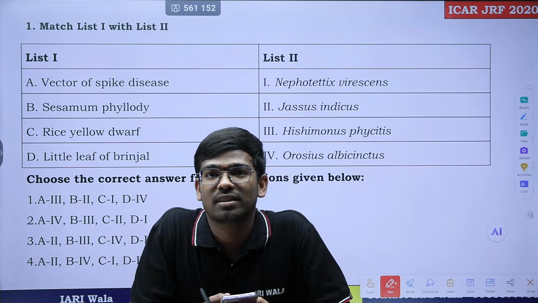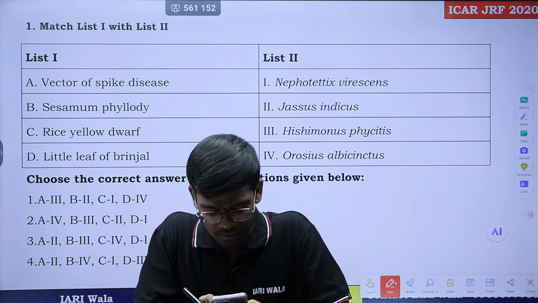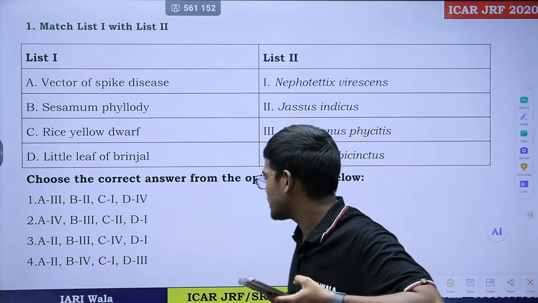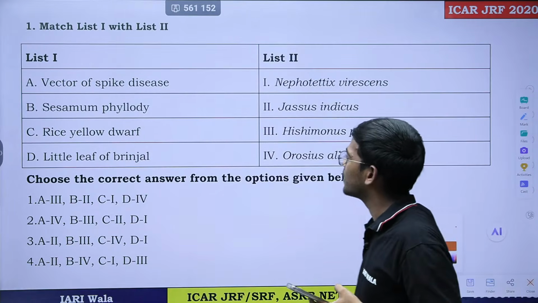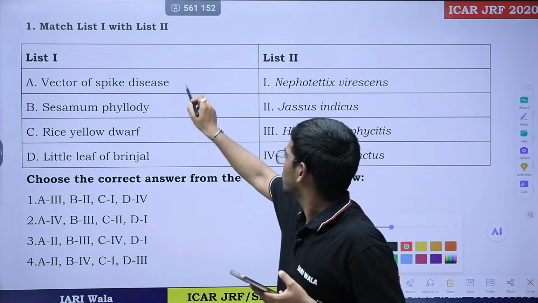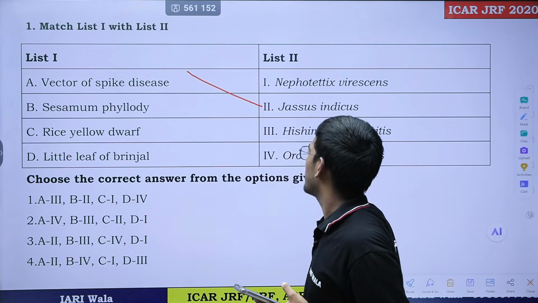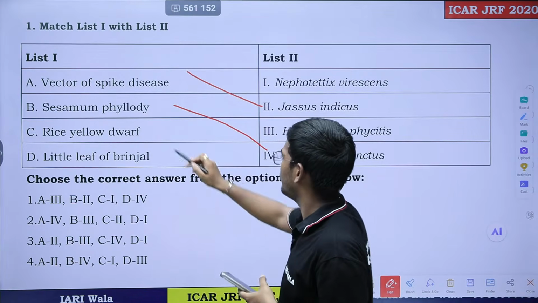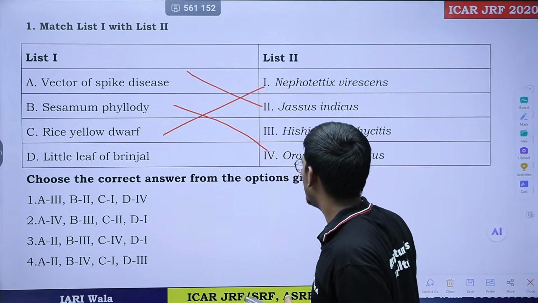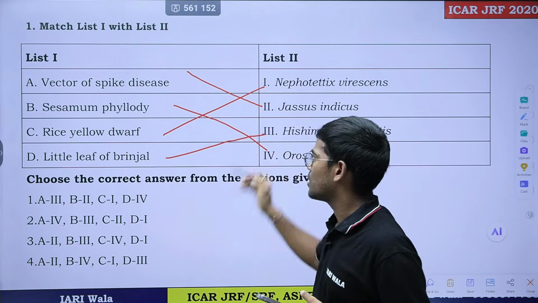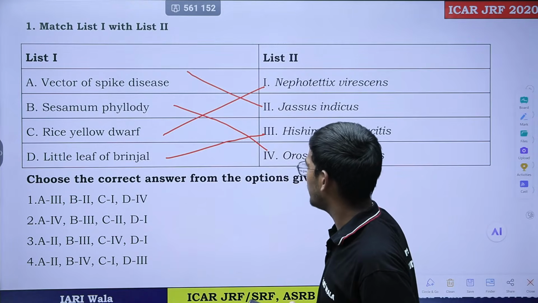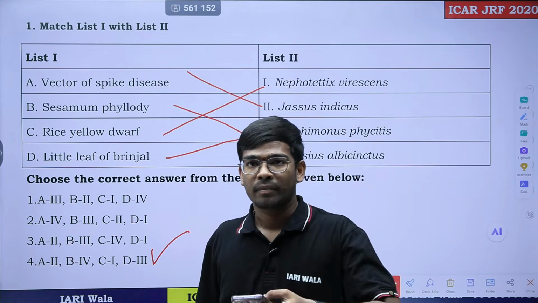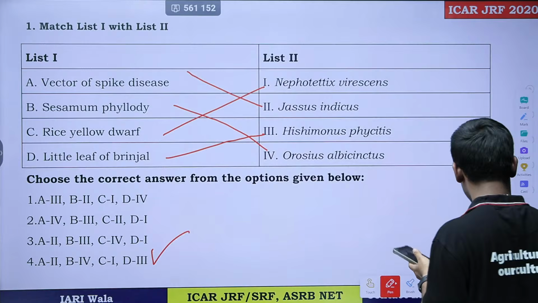Does anyone know the answer? Many of the students are saying 4. Let's see whether it's 4 or not. The vector of spike disease we know is Jassus indicus, and Sesamum phyllody is Orosius albicinctus. Then rice yellow dwarf is Nephotettix virescens and little leaf of brinjal is Hishimonas phycitis. So A2, B4, C1 and D3. Yes, option 4 is the correct answer. Many of the students responded, good.